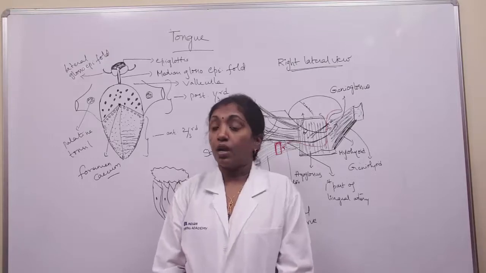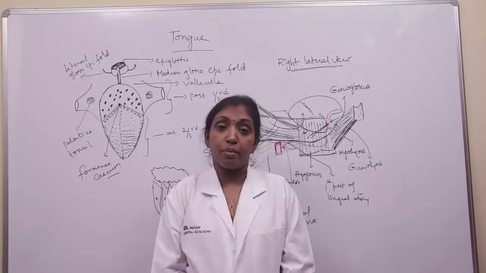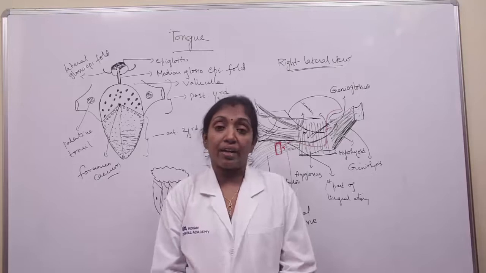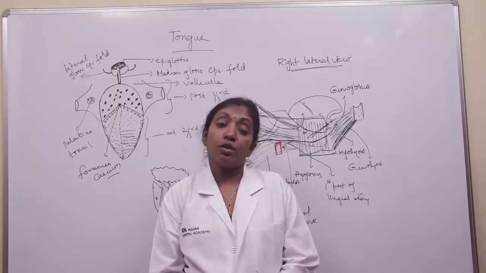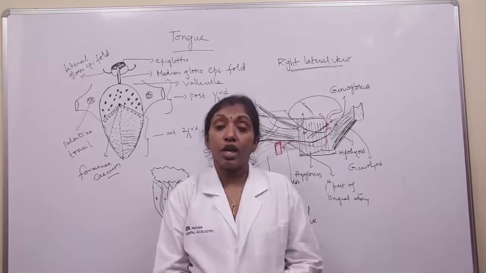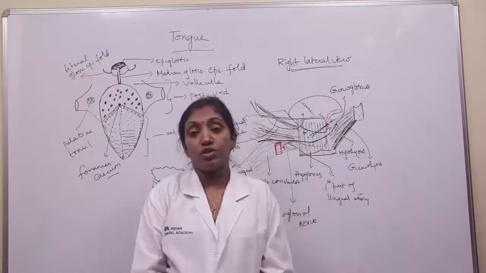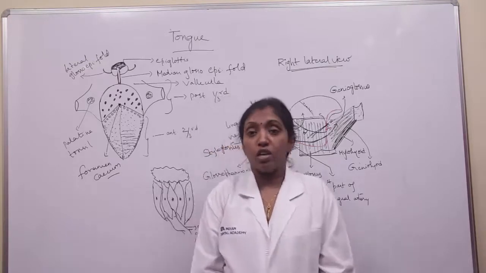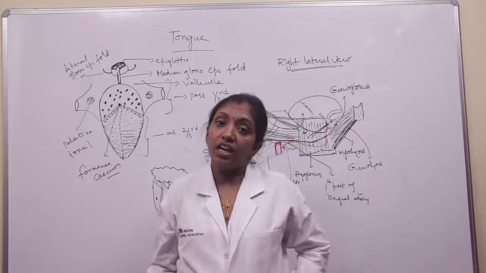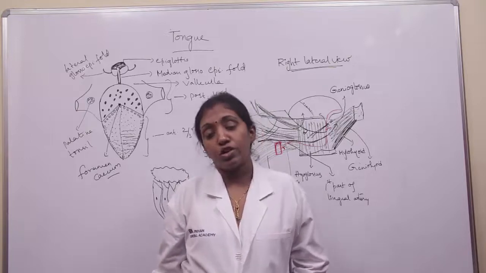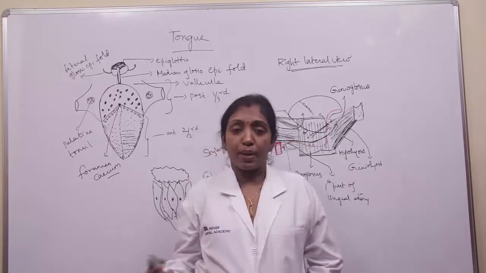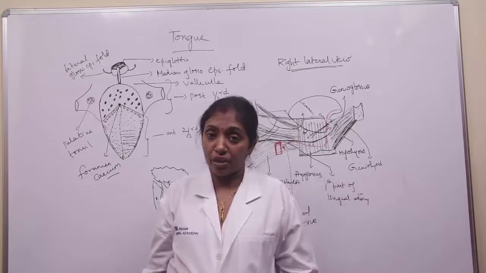The central part of the tongue also drains into jugulodigastric and jugulo-omohyoid group of lymph nodes. So all the lymphatics of the tongue drain into the jugulodigastric and jugulo-omohyoid group of lymph nodes, and sometimes they drain into the submandibular group of lymph nodes also.